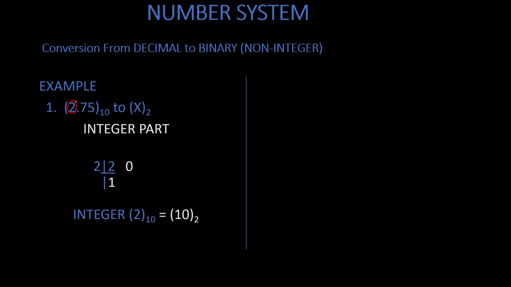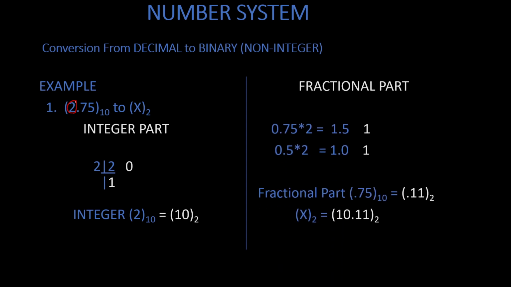We converted the 2 into 10. That's done. Left part is done. Now the right part, which is the fractional part, or the decimal point part. Here we have to multiply the right part with the base. When we are doing multiplication, we have to capture only the left part here and write it down on the right side of that.